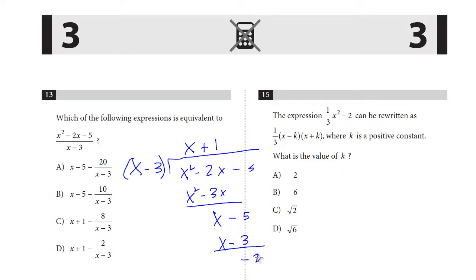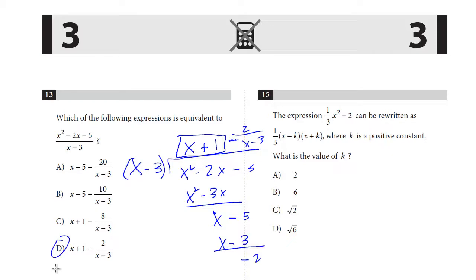And we're done. So this is the factor, and this last part, this negative 2, is the remainder. And so it's going to be minus 2 over what we divided by originally, x minus 3. And you just keep doing this until you don't have x's, you just have a constant, and that last part will be the remainder. It's that value over what you divided by. And the answer is D.